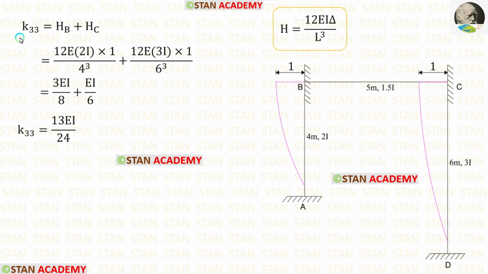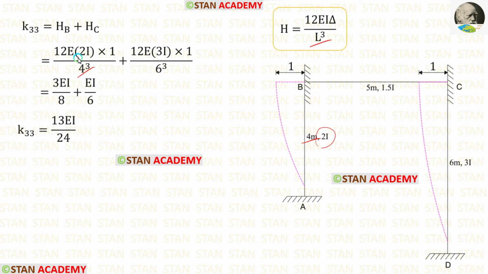Now let us find K33. To find K33, we have to add the horizontal reactions at the points B and C. The formula for the horizontal reactions due to sway is 12EI delta upon L cube. In this formula, let us apply the values. The value of delta is 1. Length of column AB is 4. Let us apply that. The moment of inertia for AB is 2I.